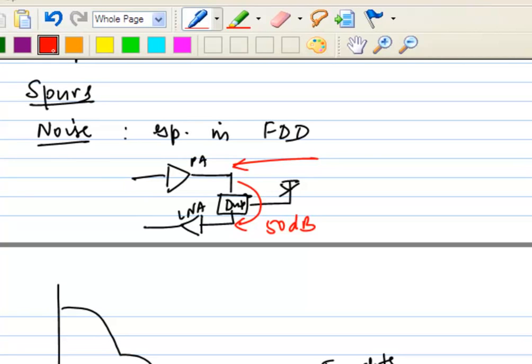I think that's it for transmitters. We'll continue with receivers next class.